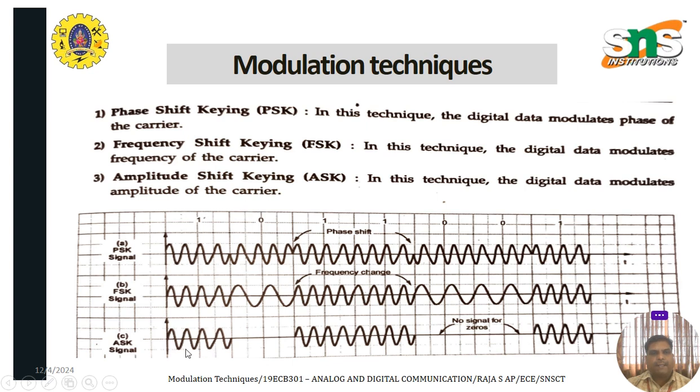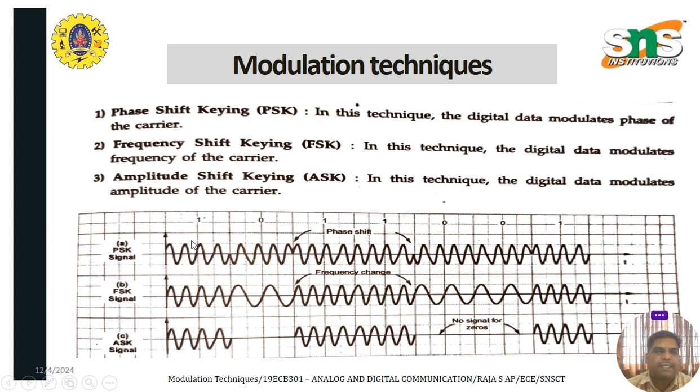If you see the figure, in ASK, when signal 1 comes, data comes. When the data is 0, then no carrier wave is passed. 1 means signals are transmitted, 0 means no signal at the receiver side. In FSK, when data 1 comes, it is sent at a high frequency. When data 0 comes, it is converted into low frequency. So here 1 means high frequency, 0 means low frequency.